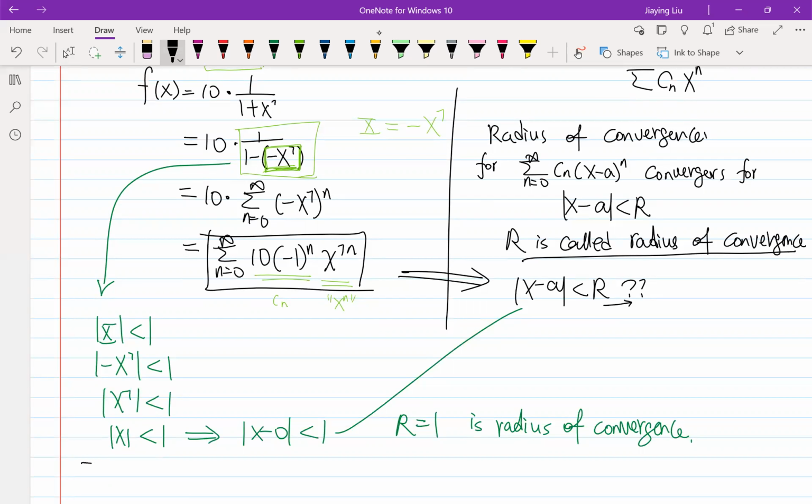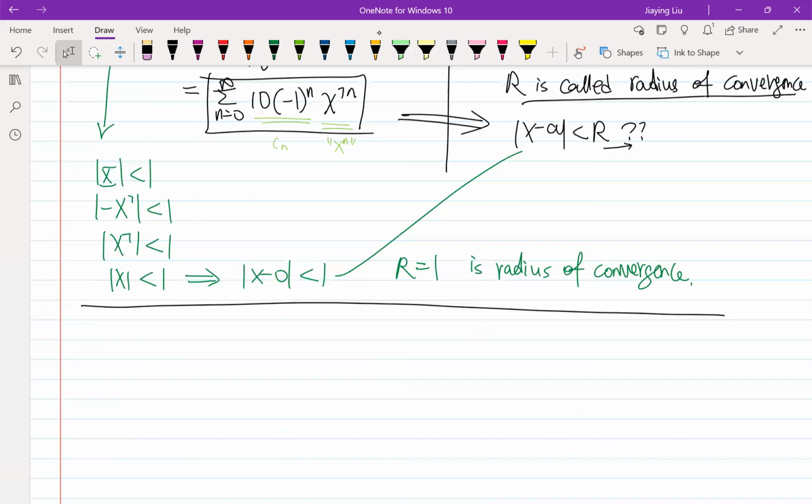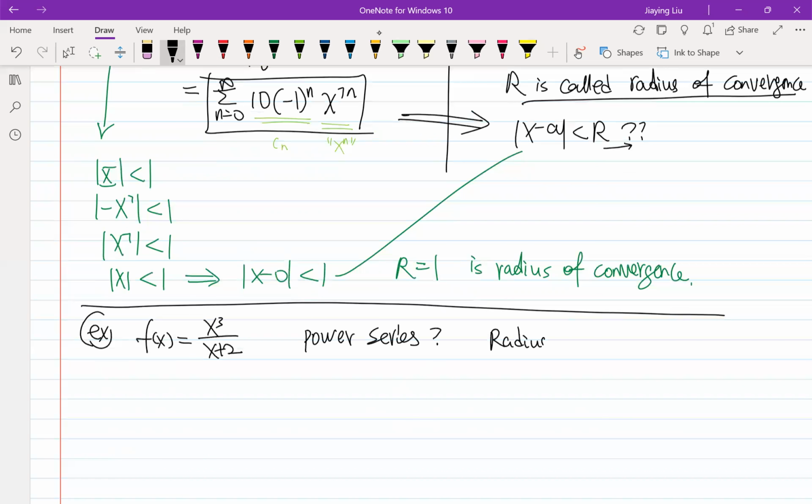I'm going to go through another example, hopefully it helps a little bit more. So the next example I have is f of x equals x cubed over x plus 2. In this one, the first thing I'm going to do is find the power series representation, and then we can find the radius of convergence. So let's find the power series representation.